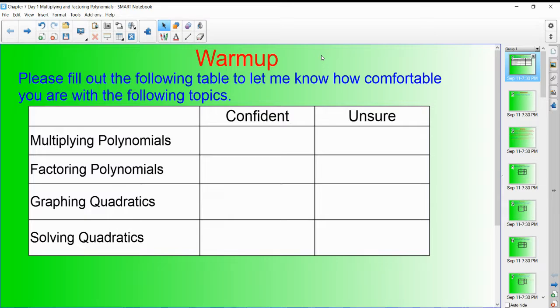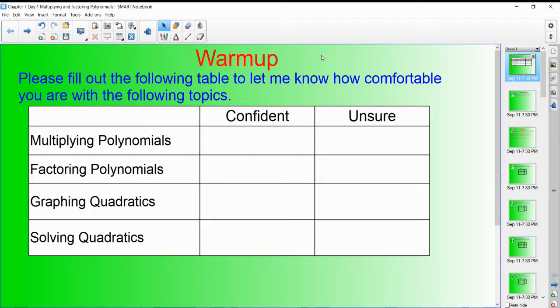But before we start this unit, I want you to reflect. What have you seen in the past? If I ask you about these four topics, are you confident about them? Do you have questions? Maybe they're brand new to you. They probably shouldn't be brand new to you, but if they are, we'll still learn them this chapter.